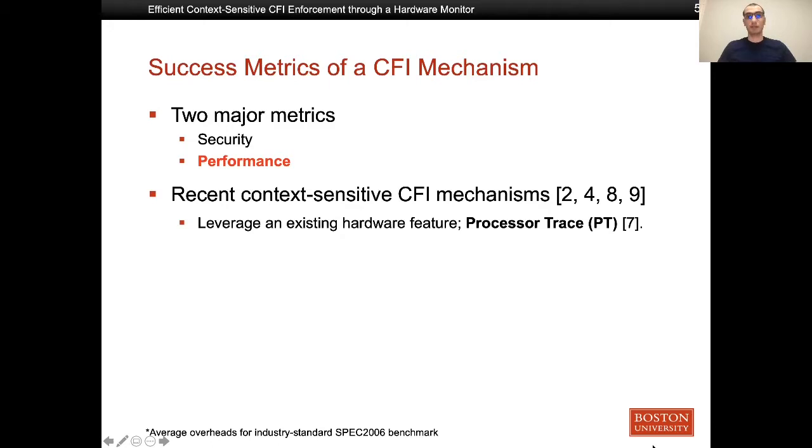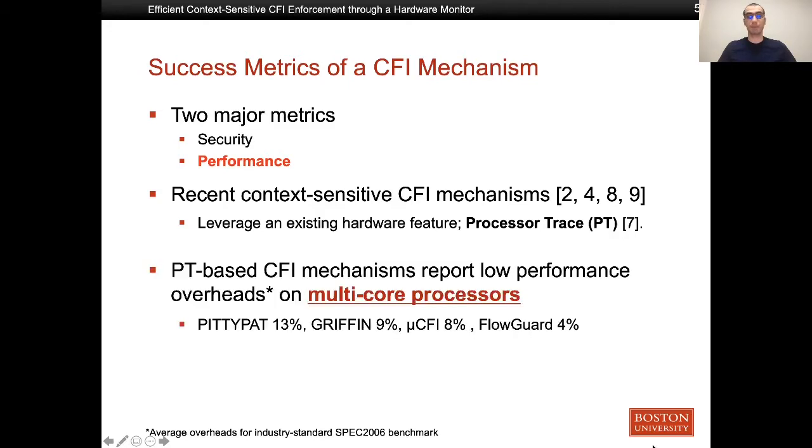To prevent this and provide low performance overhead while providing higher security guarantees, recent works leverage an existing hardware feature on modern Intel processors, called Processor Trace. Several PT-based CFI mechanisms reported low performance overhead on multi-core processors when measuring industry standard SPEC 2006 benchmarks, and overall the average overheads are around 10%.